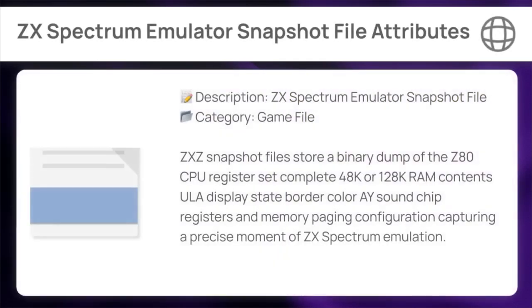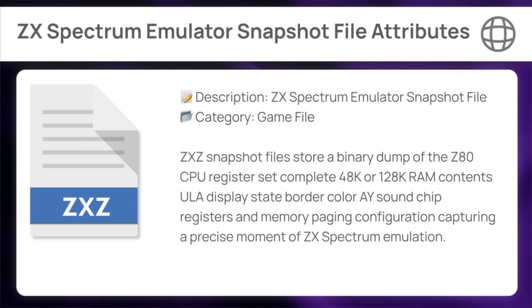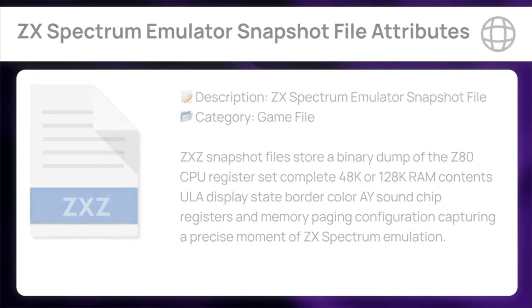ZXZ snapshot files store a binary dump of the Z80 CPU register set, complete 48K or 128K RAM contents, ULA display state, border color, AY sound chip registers, and memory paging configuration, capturing a precise moment of ZX Spectrum emulation.